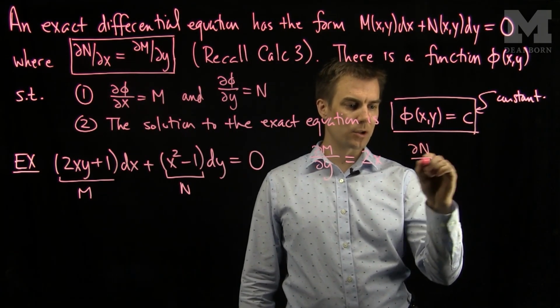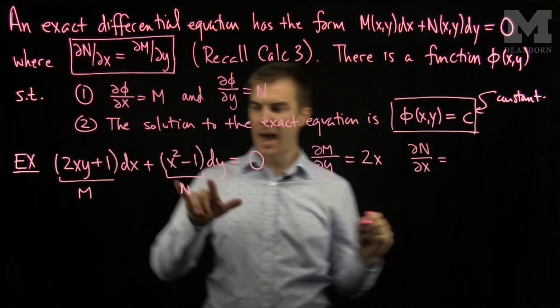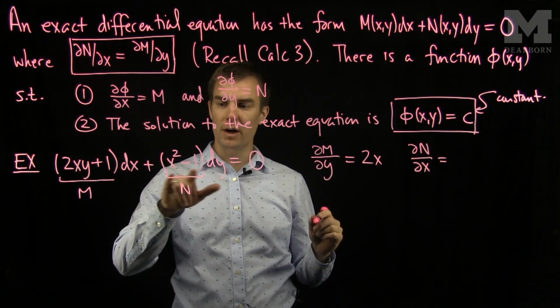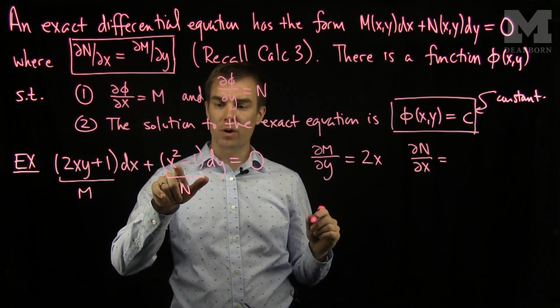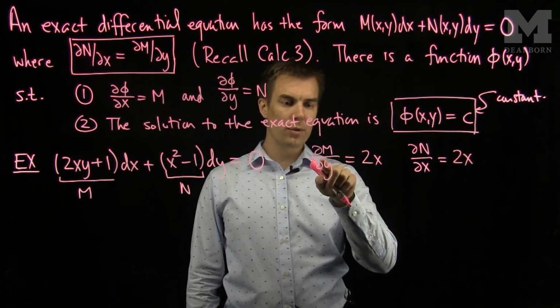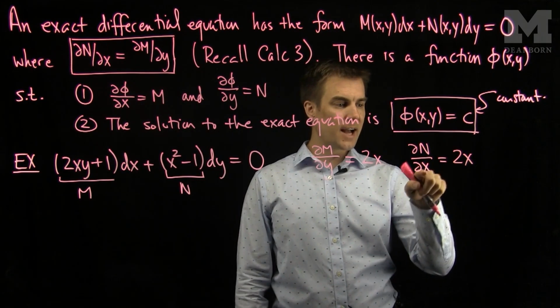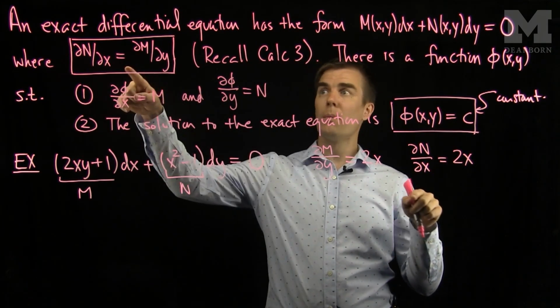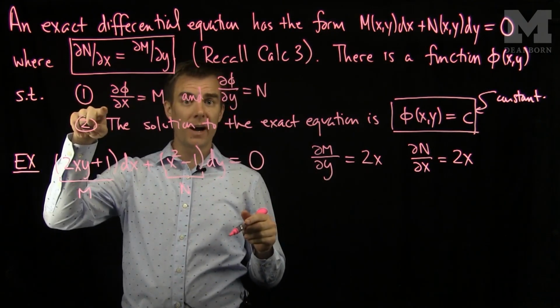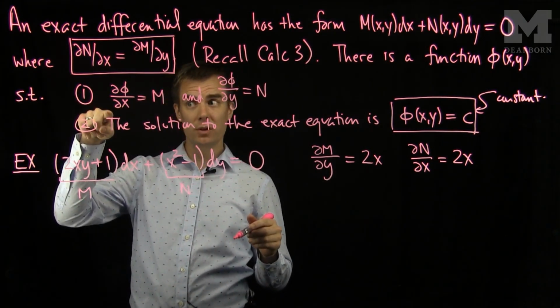Partial N partial x. We look at N and we hold y constant. Well, there's no y's here, so I do the derivative as ordinary. The derivative of x squared minus 1 with respect to x is 2x. So both dM dy and dN dx are 2x. So my exact condition is satisfied. I can now proceed to find the function phi, which gives me my solution.